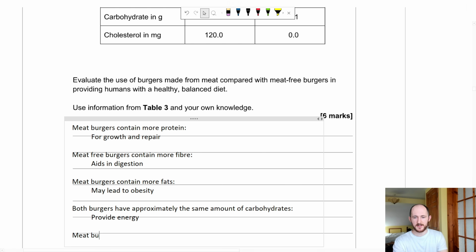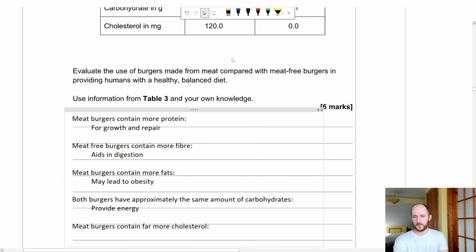And lastly, cholesterol. Meat burgers contain far more. You can just say more, but I like to exaggerate. I'm a very annoying person. Well, why is that bad? Well, what's cholesterol bad for? Well, could be anything. Again, could lead to coronary heart disease, could lead to a heart attack, could lead to taking statins, could be anything.